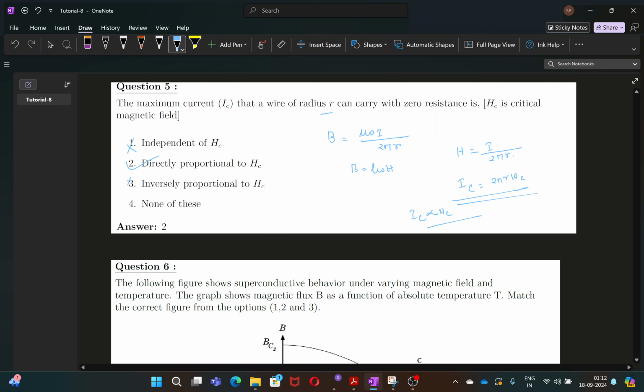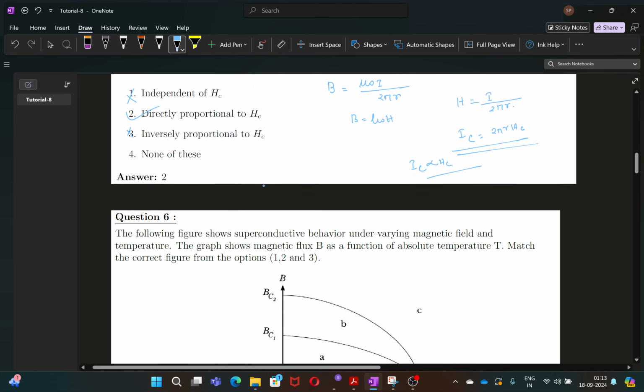Then inversely proportional to HC is also not right, because we do not have the information about it, and none of the above is also not correct. So the only thing that is correct here is directly proportional to HC. So we have calculated from here that your IC equal to 2 pi r HC. That means your current is actually proportional to the magnetic field, and in other terms, the critical current IC is proportional to the critical magnetic field HC. So they are both directly proportional to each other.